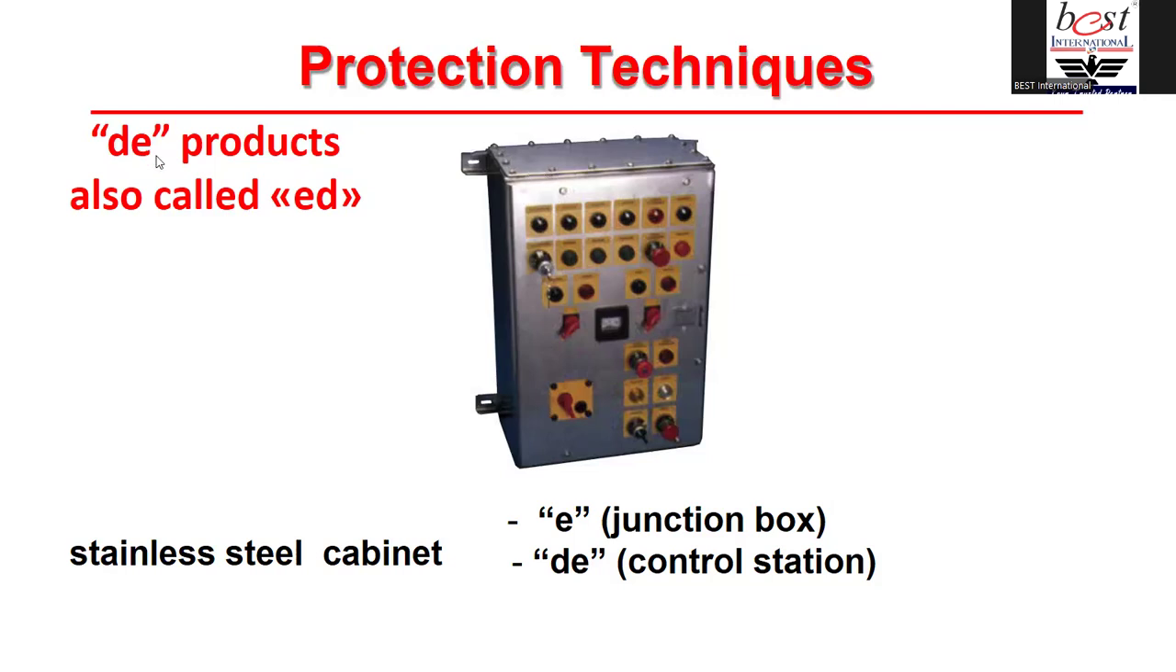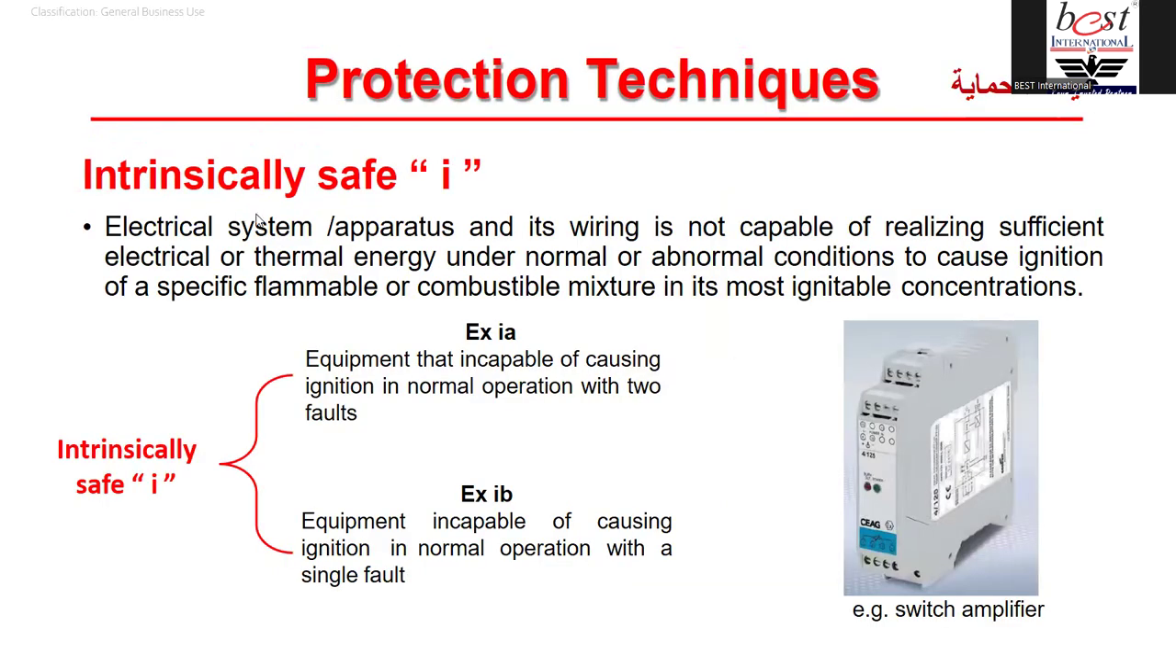In the same way, guys, the d products are also called ed. This is a kind of stainless steel cabinet. It can be used for a junction box like a d control station as well. Even if the i mark is there, Ex i equipment is incapable of causing ignition in normal operations. So you decide which trademark will help you in terms of quality and safety. And ignitable concentrations are also critically important.